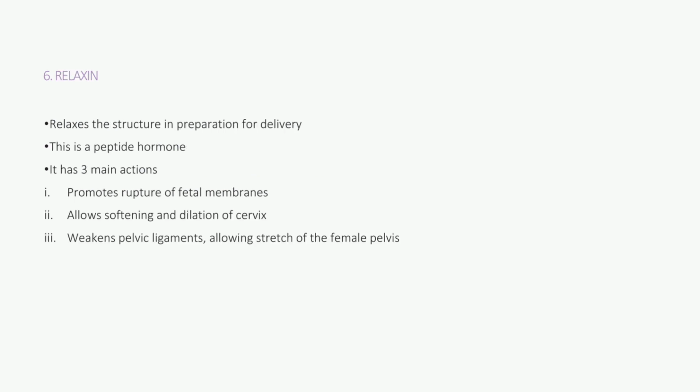Next, the last one is relaxin. It relaxes the structures in preparation for delivery, and this is a peptide hormone. It has three main actions. It promotes rupture of fetal membranes, then allows softening and dilation of the cervix. Then it weakens the pelvic ligaments, allowing stretch of the female pelvis.